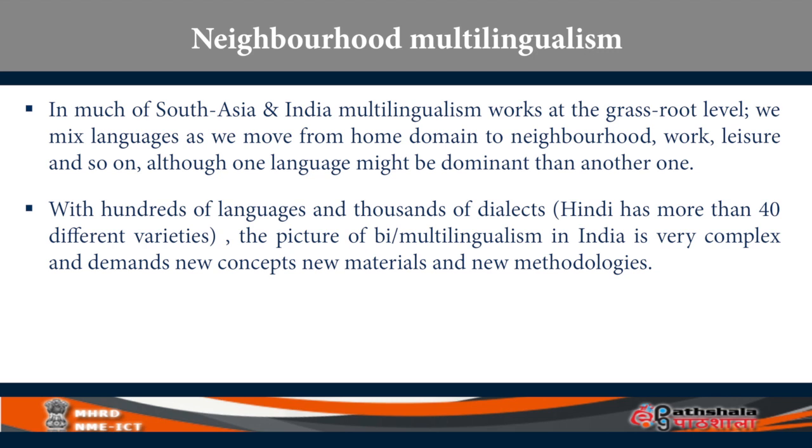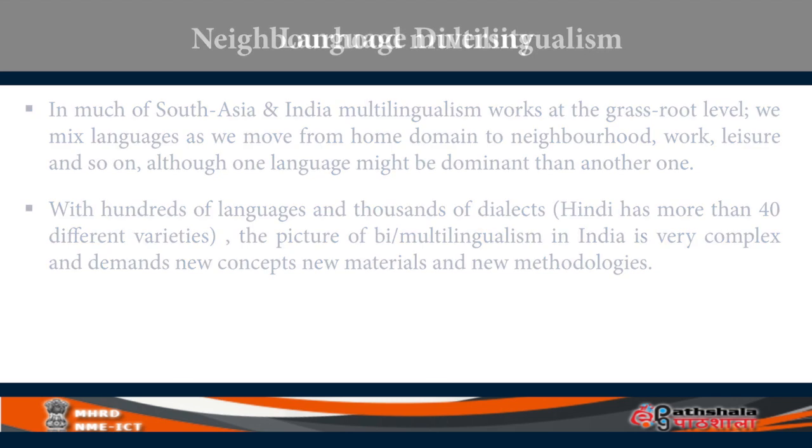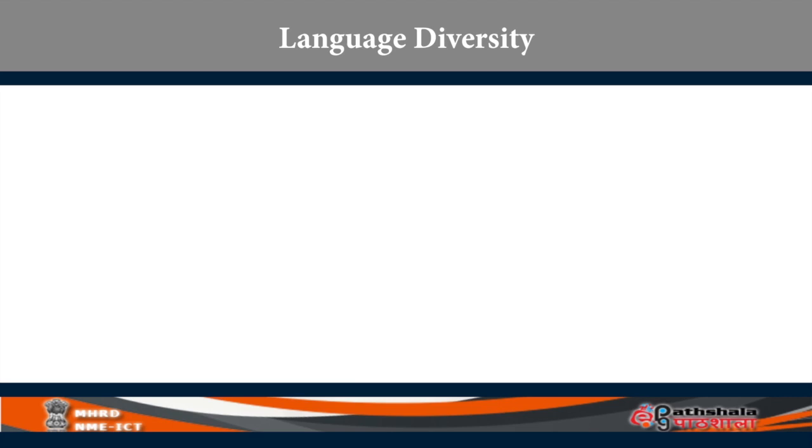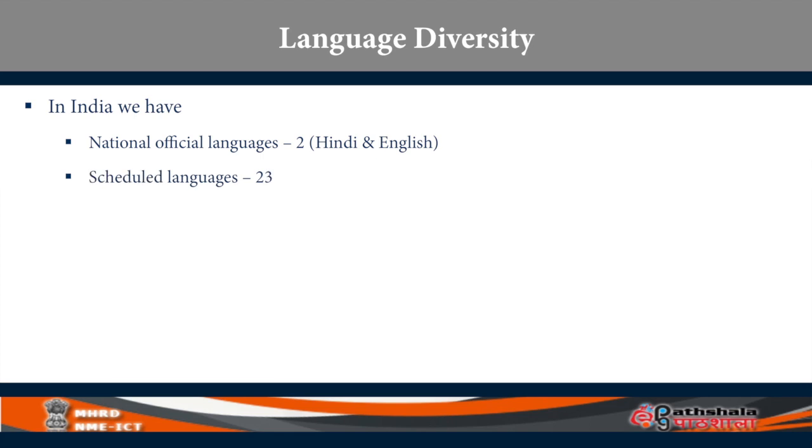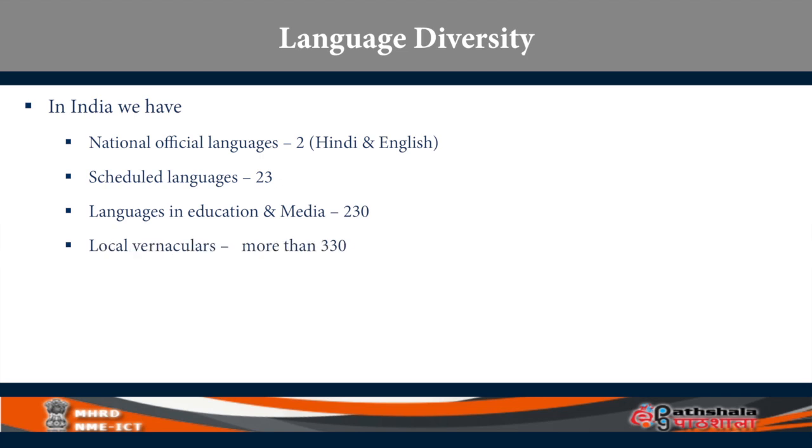So let's look in greater detail at the diversity that I'm talking about in the South Asia and Indian context. In India, as you're aware, there are two national official languages, Hindi and English, and about 23 scheduled languages, and about 230 languages in education and media, both print and electronic media, and more than 330 local vernaculars. So you see in the e-text there is a picture of a pyramid showing this diversity.